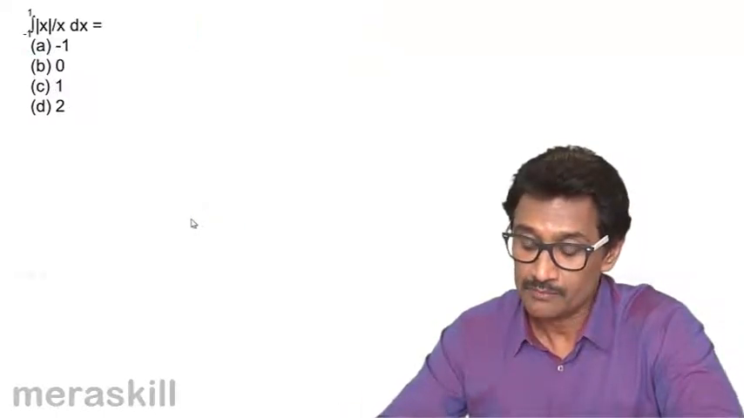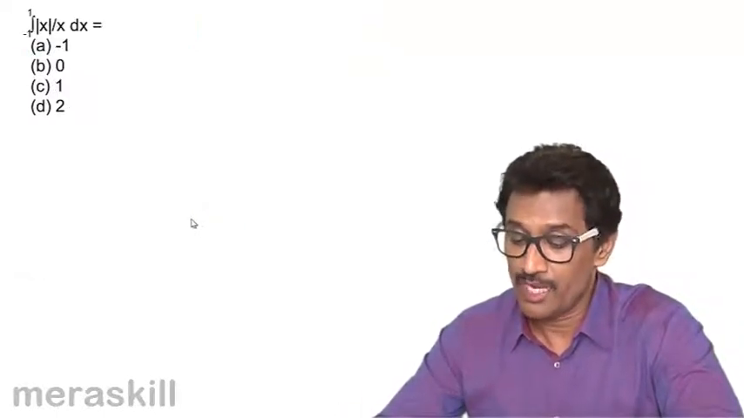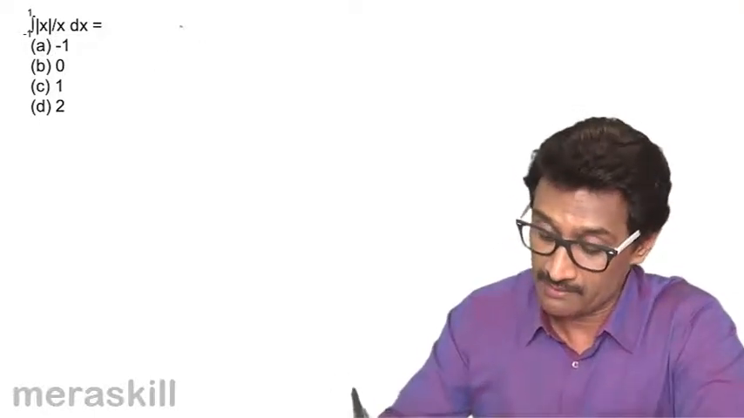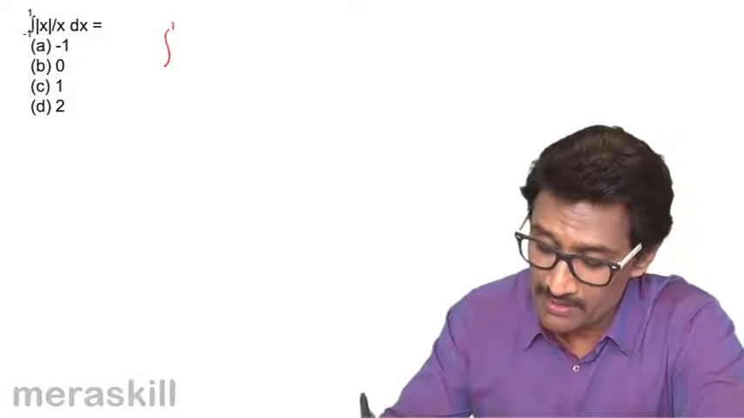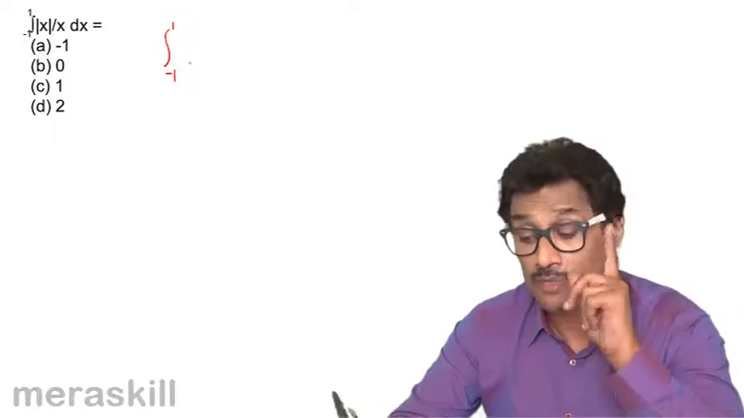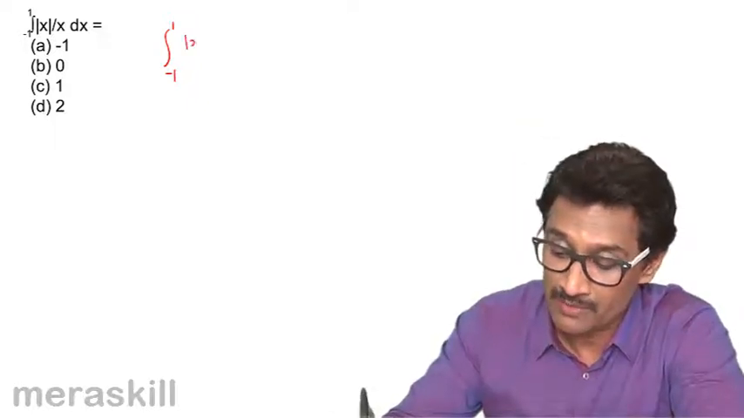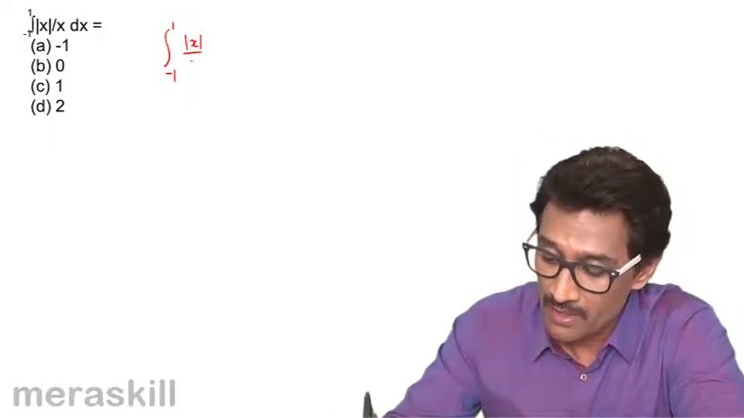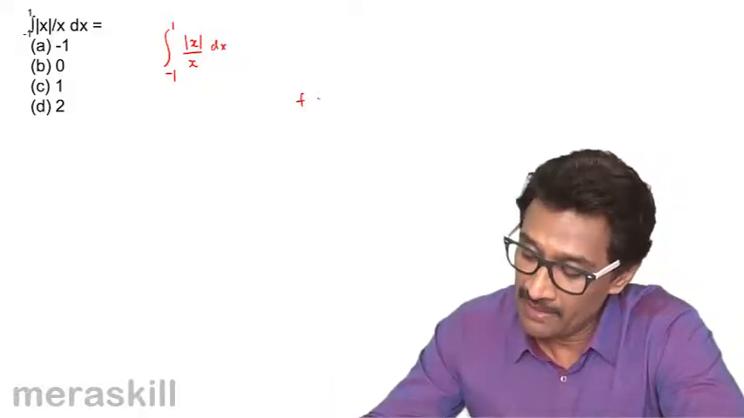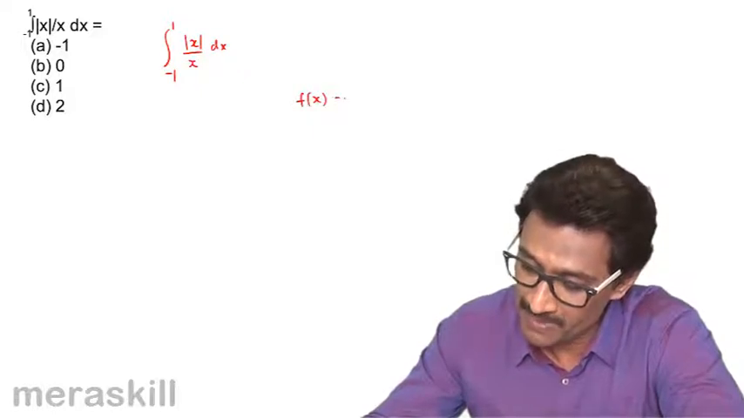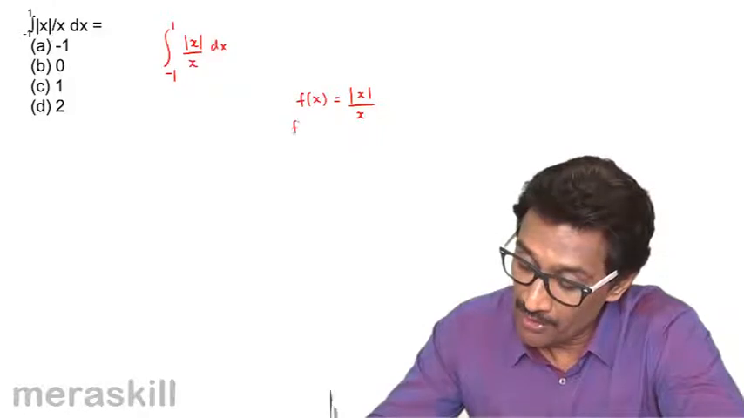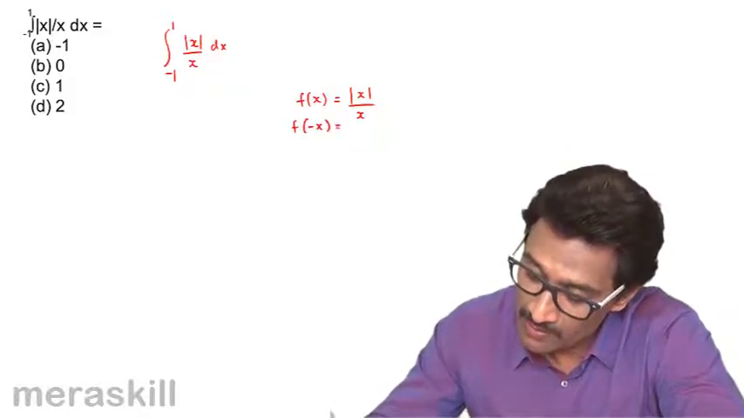Okay. Then you have the integral of absolute value of x upon x. And again, the moment you get this kind of a question, a to minus a, perk up. It could be an odd function. They expect you to answer like this. So it's going to be upon x. Now this is f of x. F of x is absolute value of x upon x. Now f of minus x is what?